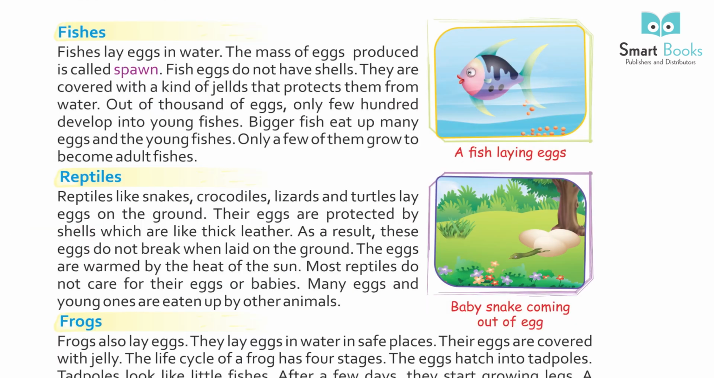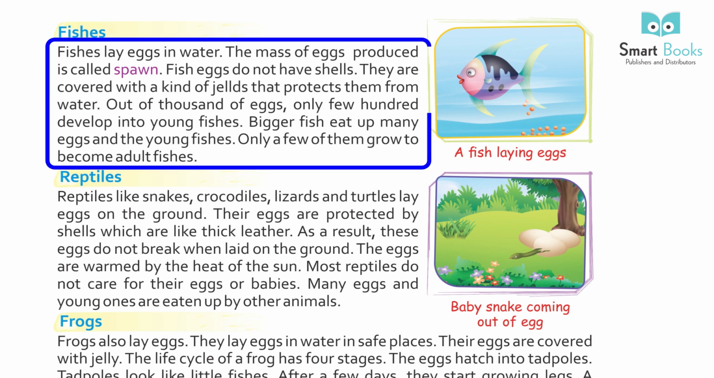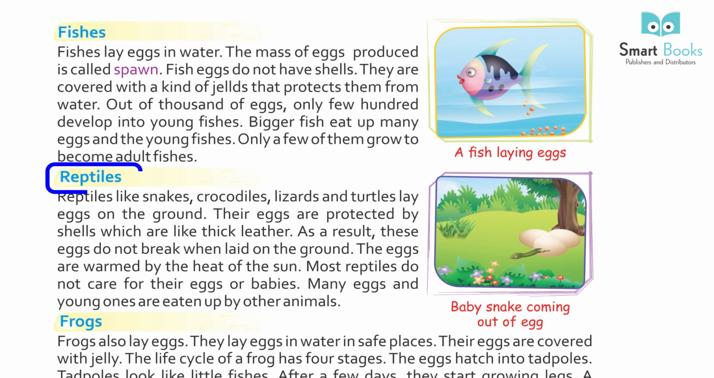Fishes lay eggs in water. The mass of eggs produced is called spawn. Fish eggs do not have shells. They are covered with a kind of gel that protects them in water. Out of thousands of eggs, only a few hundred develop into young fishes. Bigger fishes eat up many eggs and the young fishes. Only a few of them grow to become adult fishes.